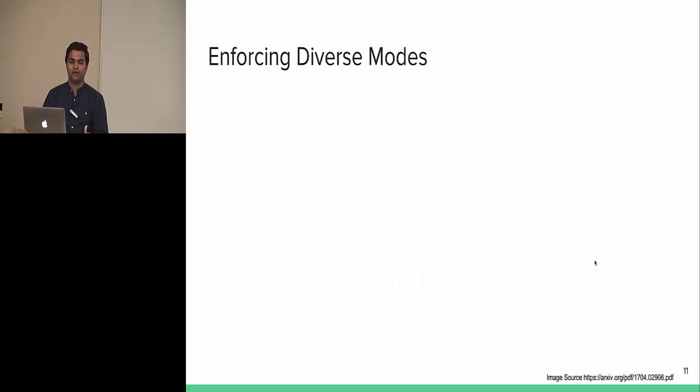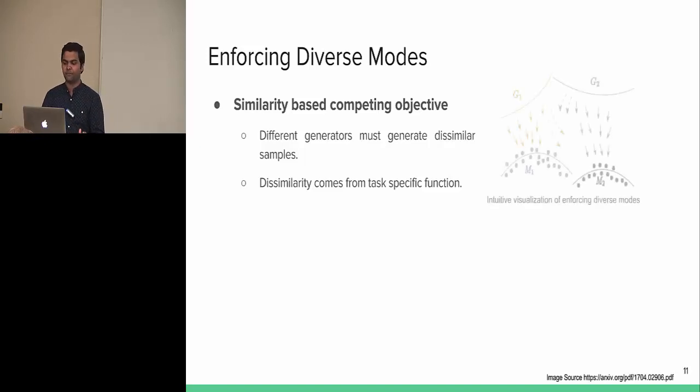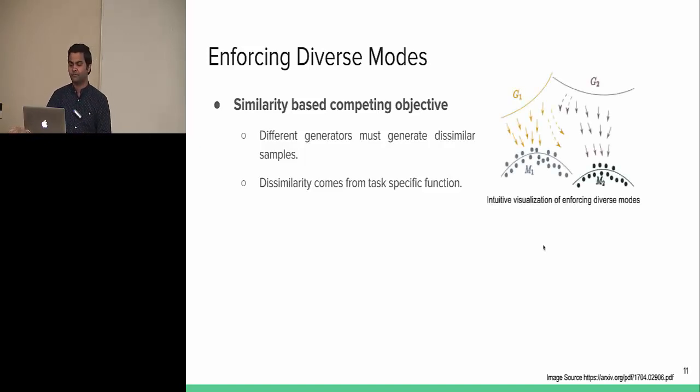So let's look at how they have enforced the diverse modes. The first one, as I was mentioning, is the similarity based computing objective, where they change the way the generator learns to generate the images. What we want here is that the different generators must generate dissimilar samples, and this dissimilarity is computed for a specific task. That means the similarity function that you define will change for the different data sets that you use.